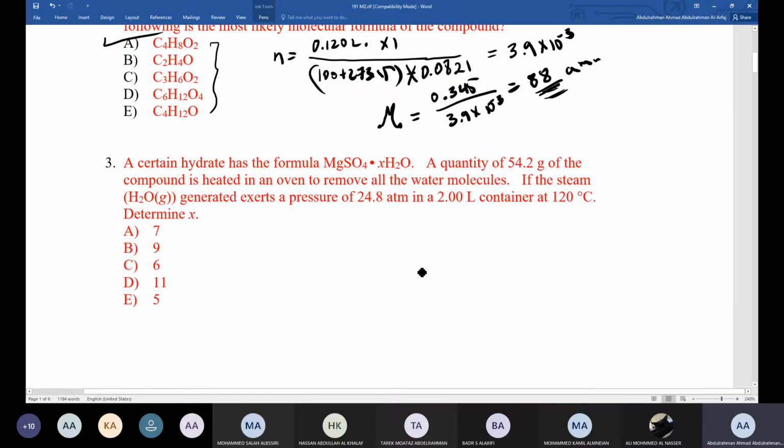Good. A certain hydrate has the formula MgSO4.XH2O. A quantity of 54.2 grams of the compound is heated in an oven to remove all the water molecules. If the steam, H2O gas, generated exerted a pressure of 24.8 atmospheres in a 2-liter container at 120 degrees C, determine what X is.